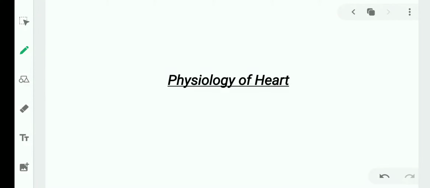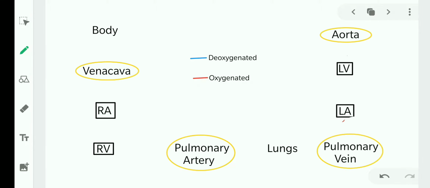Hi guys, today we will study the physiology of the heart, or the working or function of the heart, or how the deoxygenated blood gets oxygenated. So, we will first try to understand it with the help of a flowchart. So, here is the flowchart.